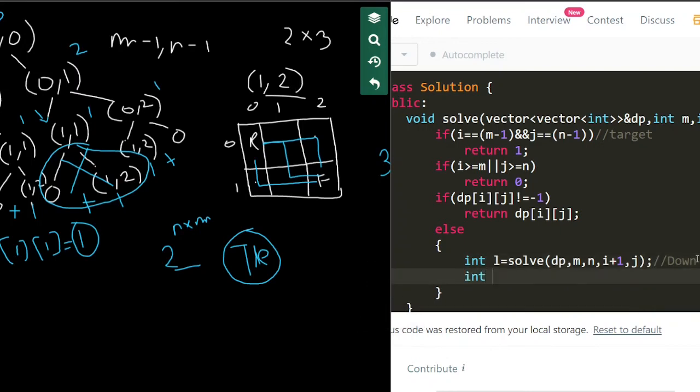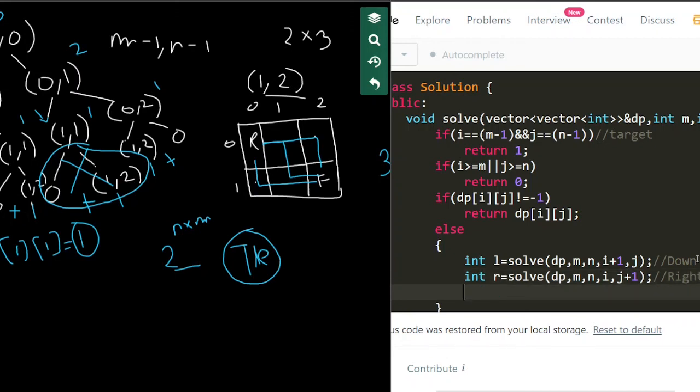Next we need to perform the right operation. We can perform the right operation by writing solve. When we are moving right, what's changing? We are changing j, so we need to increment j by 1. Now this is your right operation.